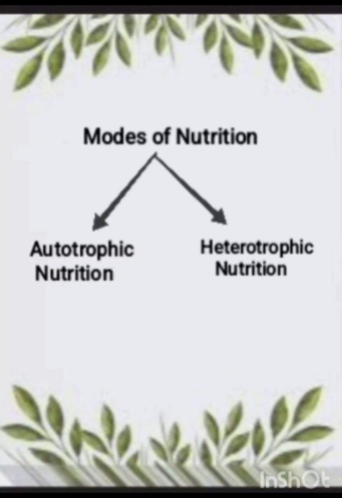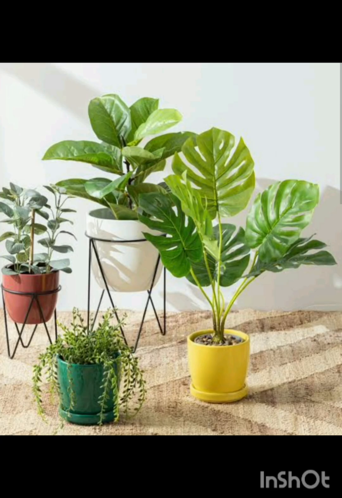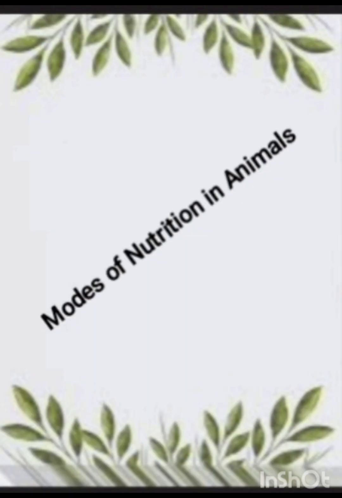You have already learned about modes of nutrition. There are basically 2 modes of nutrition, autotrophic and heterotrophic. As discussed in chapter 1, green plants manufacture their own food, so they are called autotrophs, and their mode of nutrition is called autotrophic nutrition. And in this video, we will learn about modes of nutrition in animals.